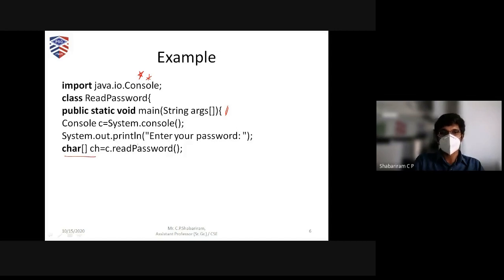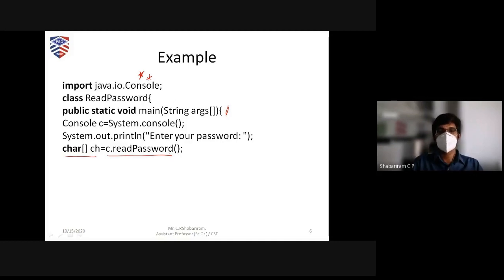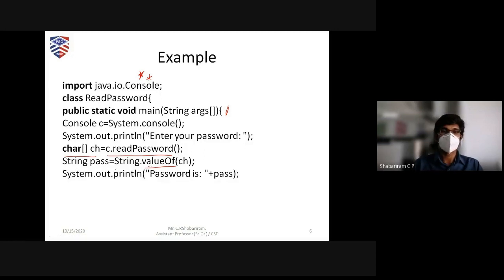So the main statement here is c.readPassword. If you are using the readPassword method, your text is invisible in your console, right? That is the advantage of this readPassword method. Next, to print the data, here I'm converting the character array into a string value. For that, I'm using the valueOf method, which exists in the String class. So here I'm using String.valueOf of the character array, and printing the password, which prints whatever value was given by the user.